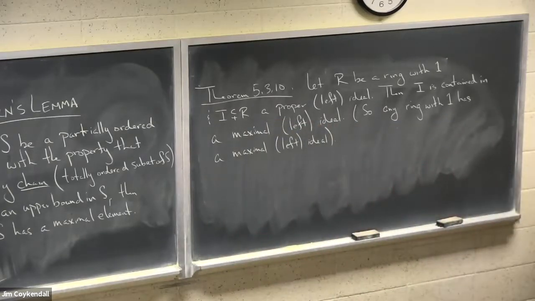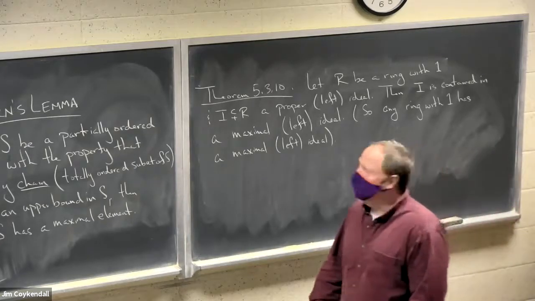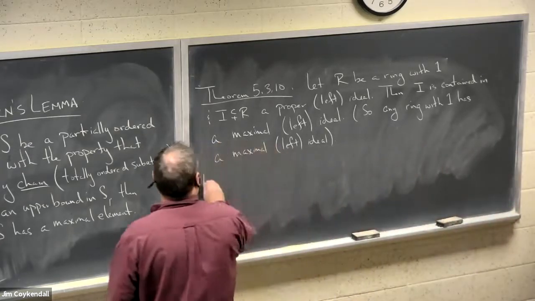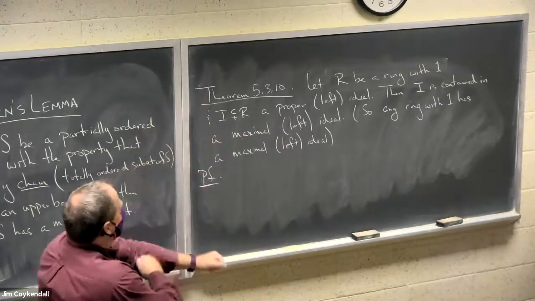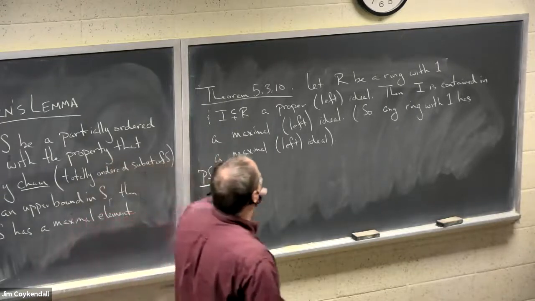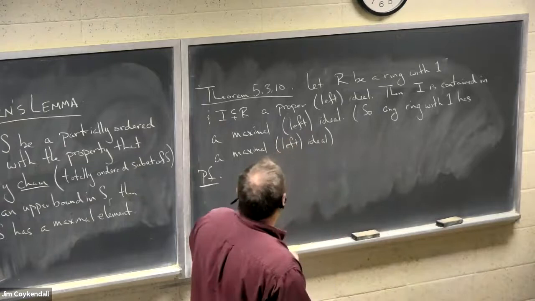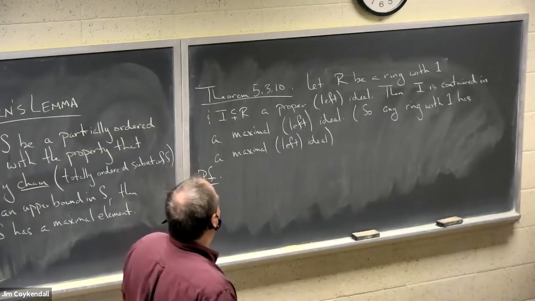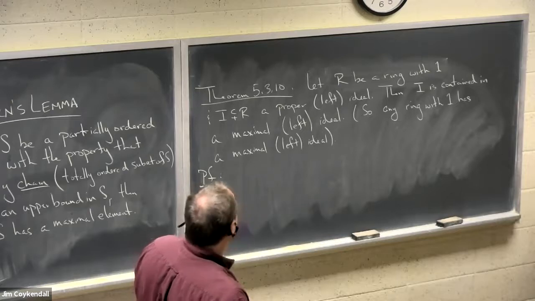I can remove the word left. Any ring has a maximal left ideal. It also has a maximal ideal. It's got a maximal right ideal. The proofs are all the same in this. Let me prove this first statement here, which is a little bit stronger. If you have a ring with 1, then any proper ideal I in R, a proper left ideal, is contained in a maximal one.